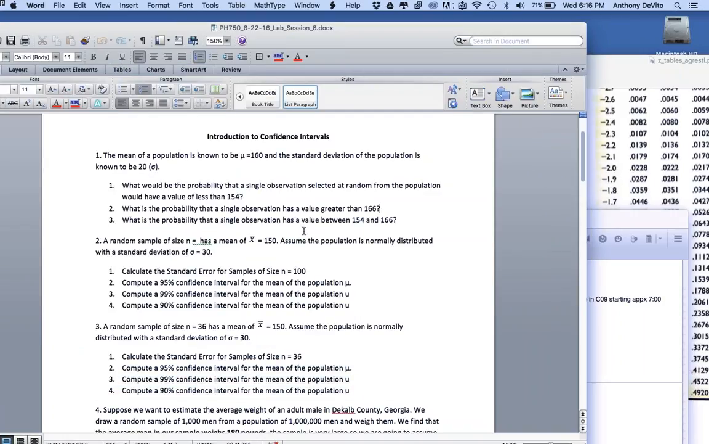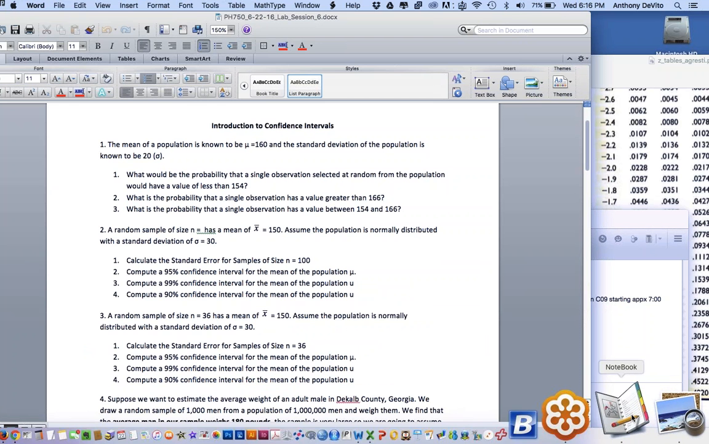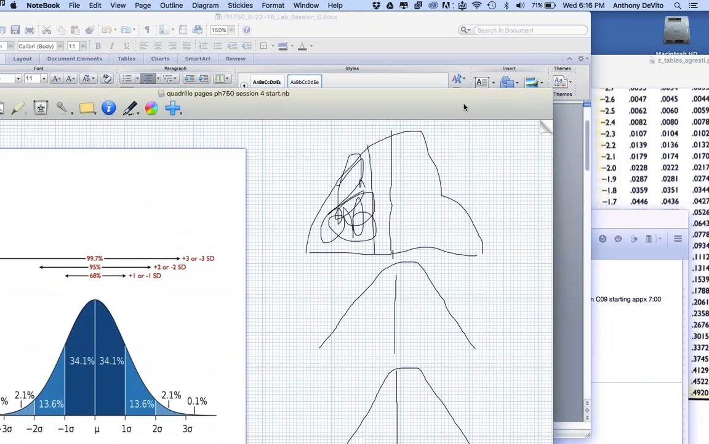So what's the probability a single observation has a value between the two of them? Well, then what I'm doing is simply subtracting one from the other. In other words, this would be 166, and it would represent the whole area from here to the left, and the negative 0.3 Z-score, the area from there to the left. So if I take the larger number and subtract the smaller area from it, it'll leave the area between the two, which is what it's asking me for.